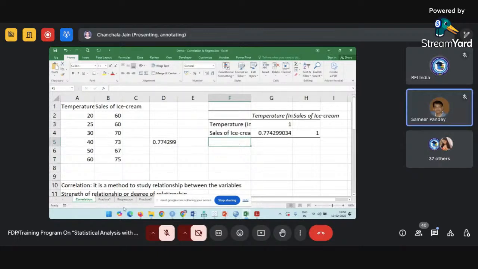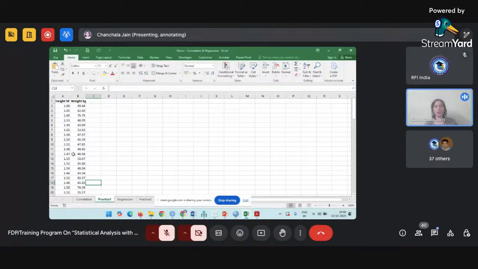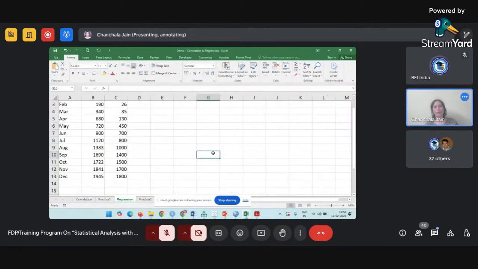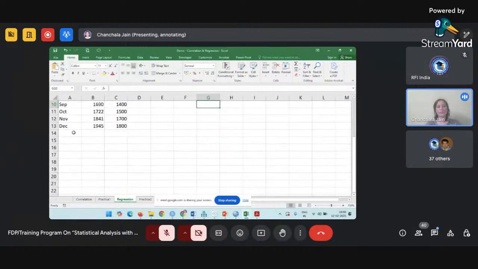Next sheet is the practice sheet for you that you can use for your practice purpose. I'm coming to regression now. Fine. So firstly, we'll discuss its conceptual aspect. What is regression?